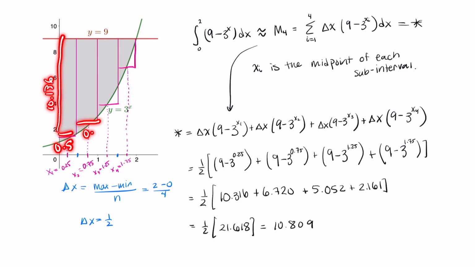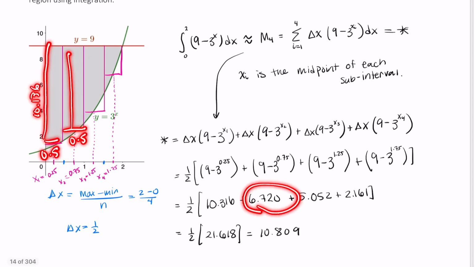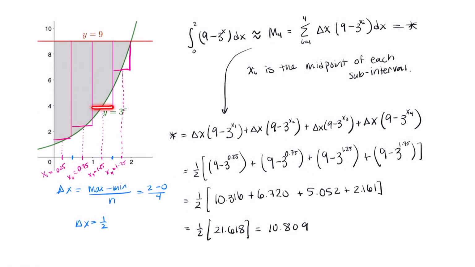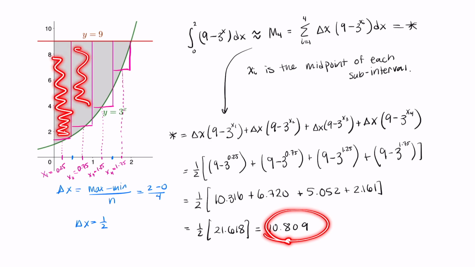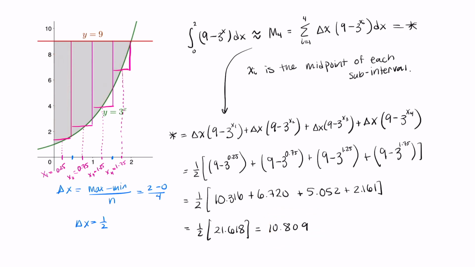The same thing here. This is 0.5 times this height, and in this case it's 6.20. This rectangle has a base of 1/2, and this height here is 5.052. This base is 1/2, and this height is 2.161. And so what we've done is we've just added up the 4 areas of these rectangles to get that the area of these 4 rectangles here is 10.809. Now this is just an estimate. Clearly we can see that these rectangles took into account some extra area and left out some other crucial necessary area.